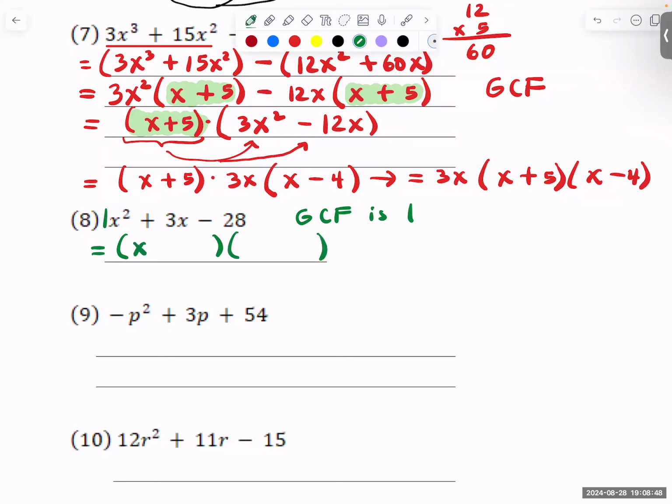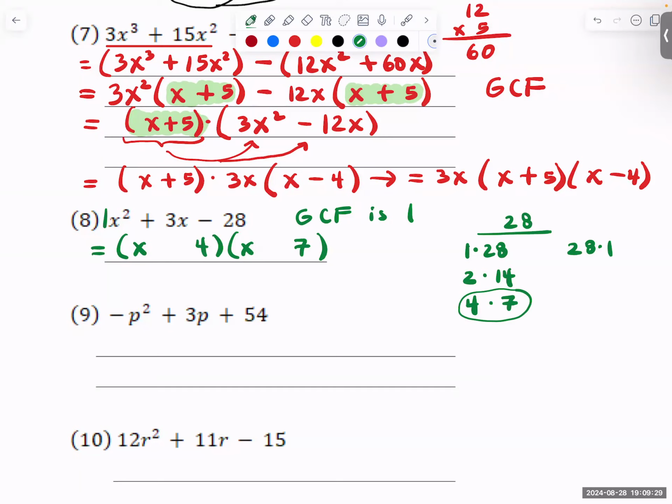First term is x. Now the constant 28 can be factored in various ways and permutations, meaning we can change the order. But when we factor, the order won't matter if the leading coefficient is the one, which it is. So let's just talk about 2 times 14 and 4 times 7. And keep in mind the middle coefficient is 3. And 4 and 7 have a difference of 3. So 4 times 7 is 28.